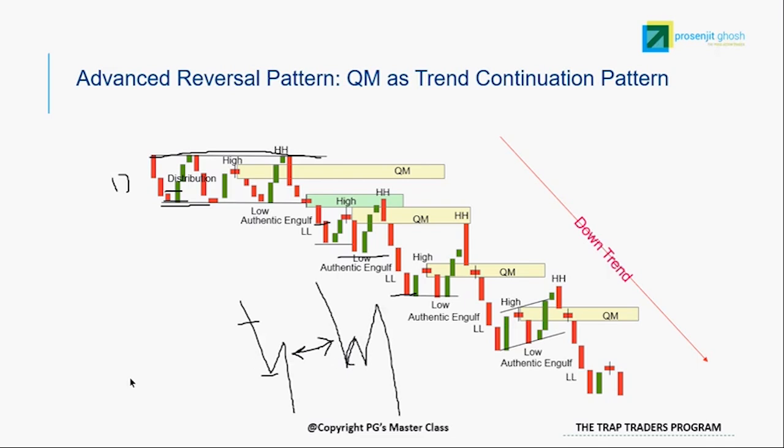QMs are more important patterns than MIPs. A QM will have a high which is lower than the higher high, and if we extend that high, the QM level is there and price will come up to the QM level and it is going to give you big trades. So this is the difference between MIP and QM.